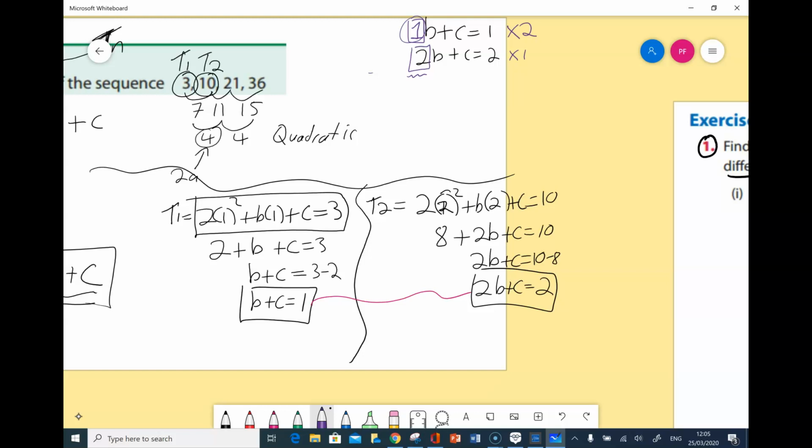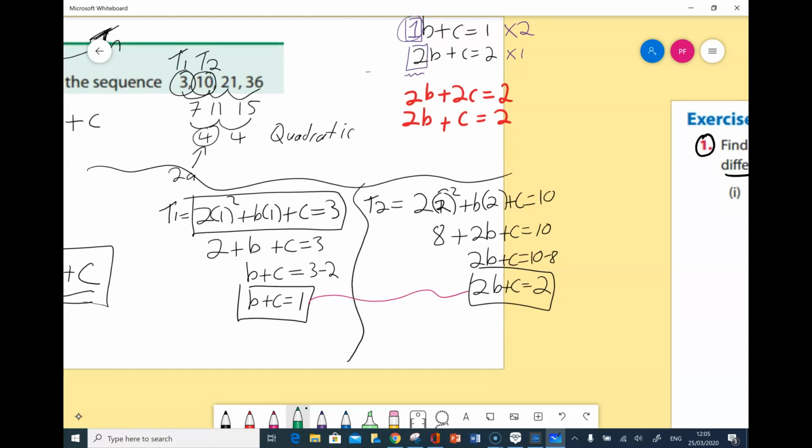So I end up with 2b plus 2c equals 2, and 2b plus c equals 2. Now I want a positive 2b in the top, but a negative 2b in the bottom. But if I change the sign of that 2b, I have to change all the signs. And then I subtract. 2b take 2b is 0. 2c take 1c is 1c. And 2 take 2 is 0. So I know that c is equal to 0.